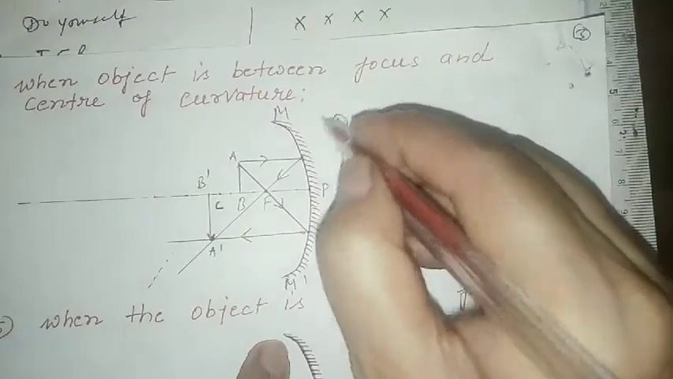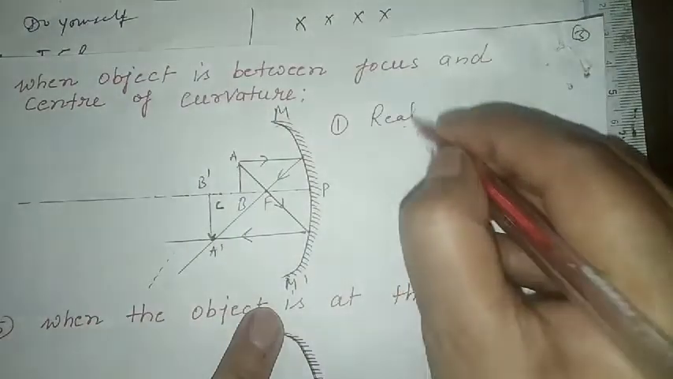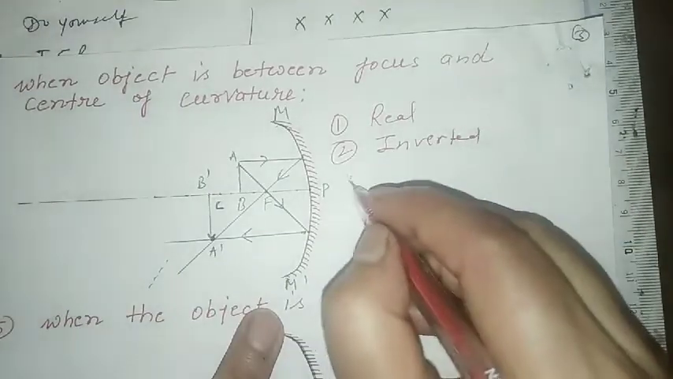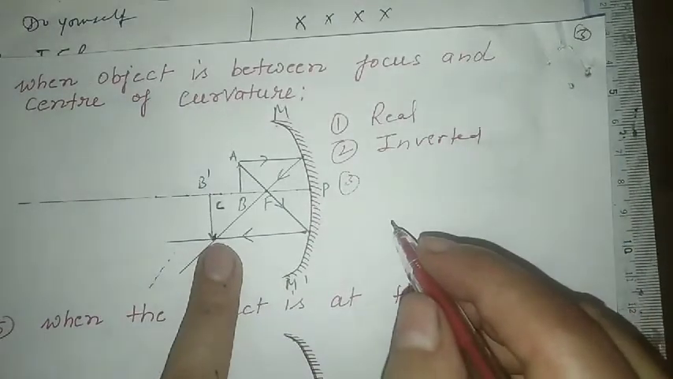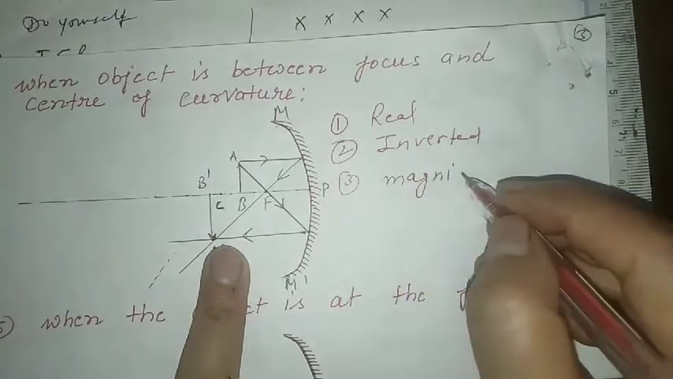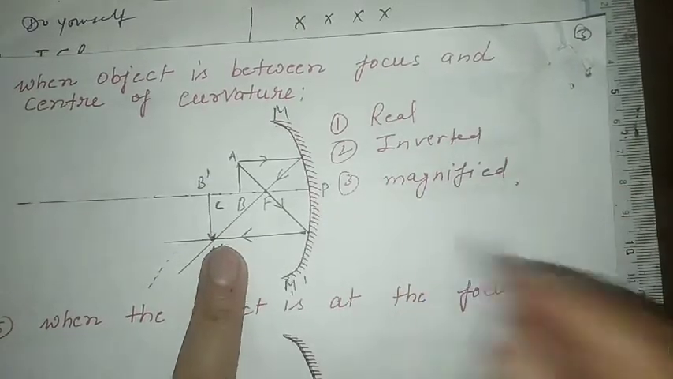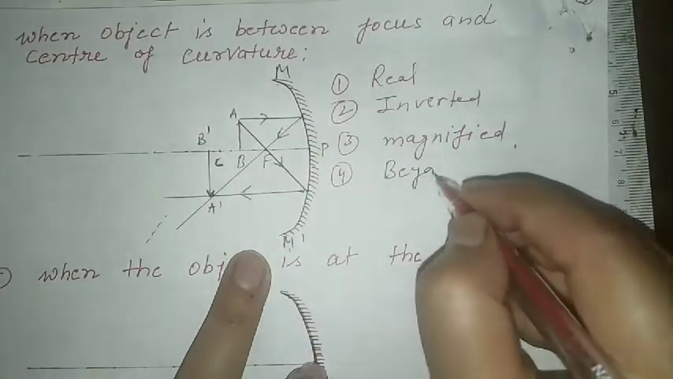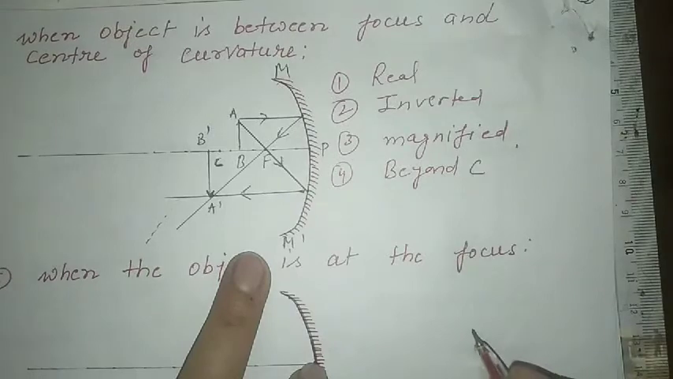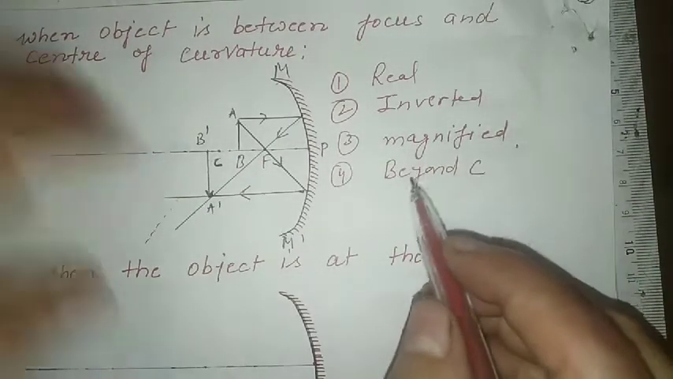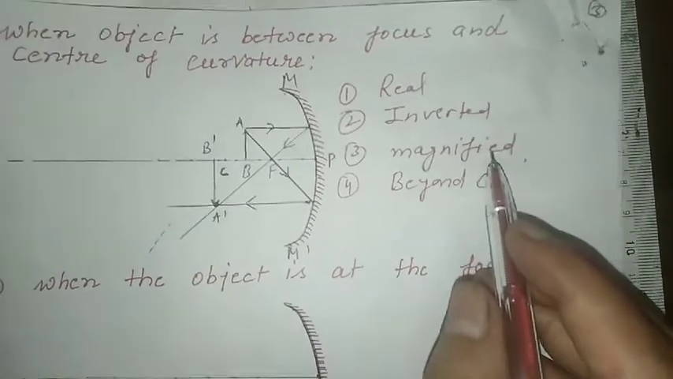So what type of image is formed? Real, inverted. The size is larger than the object. This is magnified. We can say magnified, or we can say larger than the object. And the image is formed beyond C. Now the reverse case has started. At C both are the same, and beyond C the image is magnified, meaning larger than the object, real and inverted.